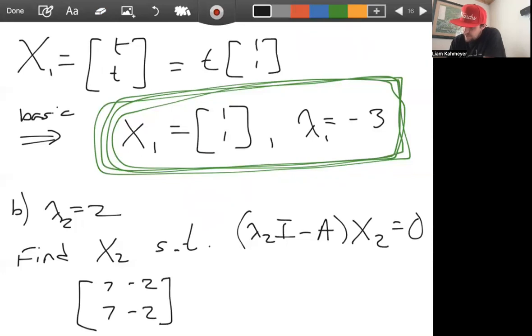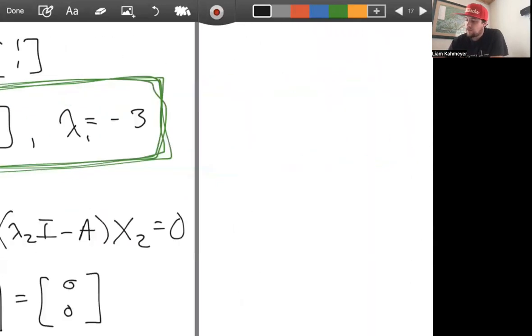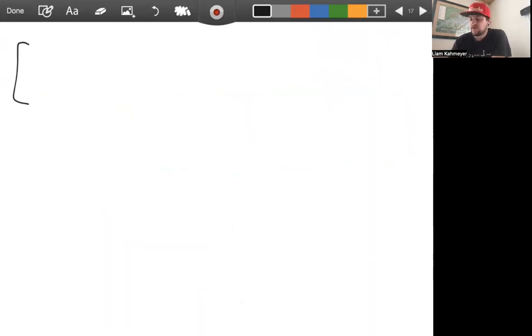times now lowercase x1, x2 equals 0, 0, right? I'll try to make these more squiggly so you understand that it's lowercase. Now we're solving for the vectors x1, x2. You'll notice row 1 and row 2 are the same. Let's set up the following system first: 7, -2, 7, -2, 0, 0.